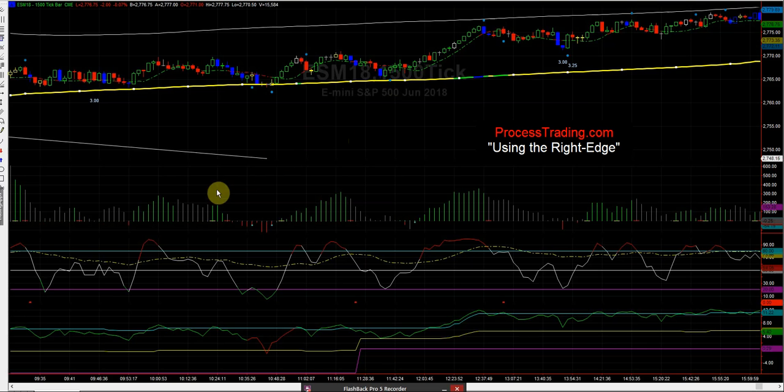And when we do that, that's all the information we need to take those trades and trade them effectively, as long as we trade them according to the trade management rules for trend trades on the right edge system of processtrading.com. But when we take those trades, we would assume that the discretionary indicators would show us that they would be in agreement with that decision.